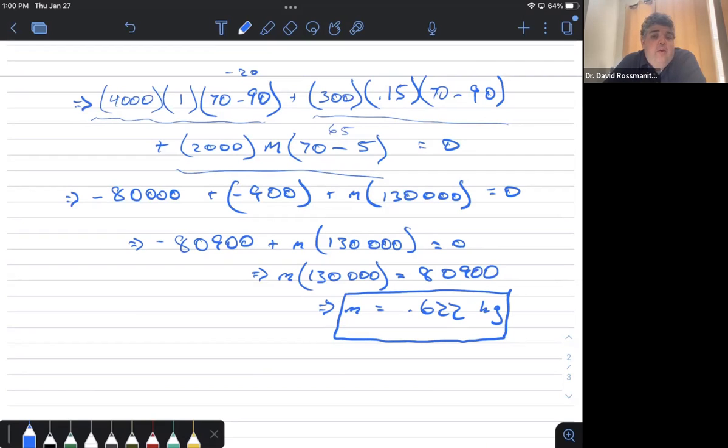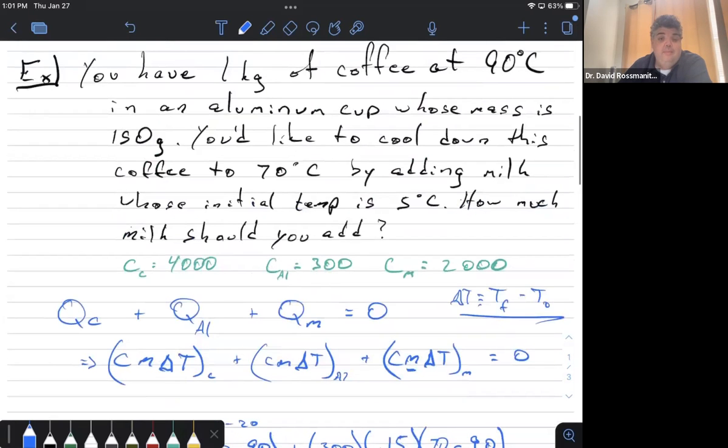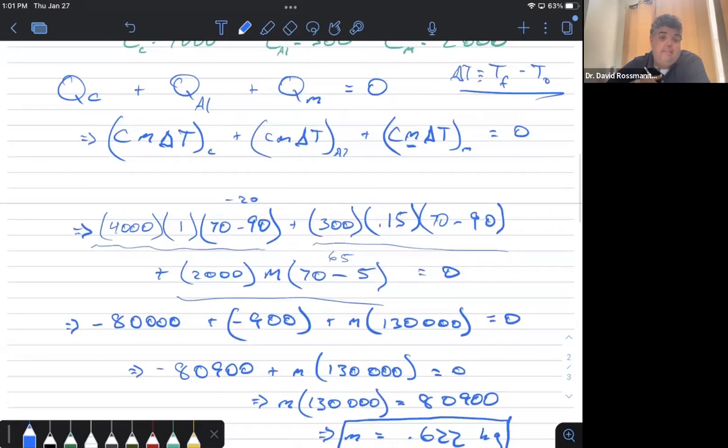And this is what you're going to do for all of these questions. No matter what it is, the system will be given to you. In this case, there's three pieces of our system. There's coffee, which is going to change temperature. There's the metal cup, which will change temperature. And there's the milk, which will change temperature. So Q for coffee, Q for aluminum, Q for milk. Replace those Qs with cmΔT. Each one has its own cmΔT.